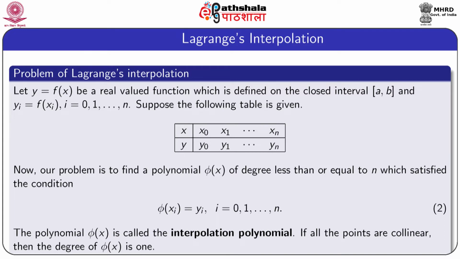The polynomial phi(x) is called the interpolation polynomial based on the Lagrangian method, and it may be noted that if all the points are collinear, then the polynomial phi(x) is of degree 1. That means this becomes a linear polynomial. For a given set of values, the number of points is n plus 1. The interpolating polynomial is either linear or of degree at most n.